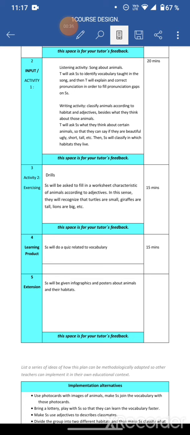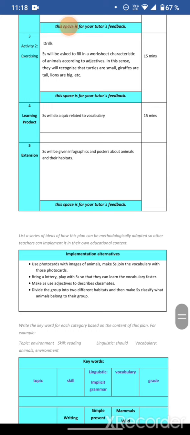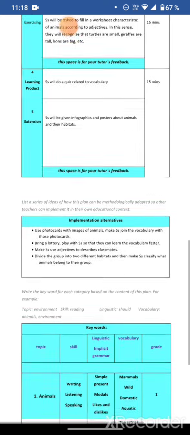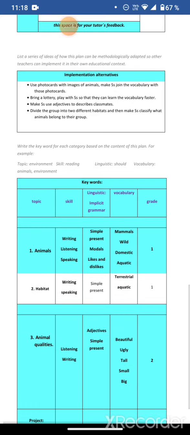Finally, here is the extension that is to help the students keep this knowledge. And finally, here are the implementation alternatives that are some optional helps or tools that you can use to teach this class. And finally, here we have the keywords that, as it says, are the most important words in this class. So that's it.